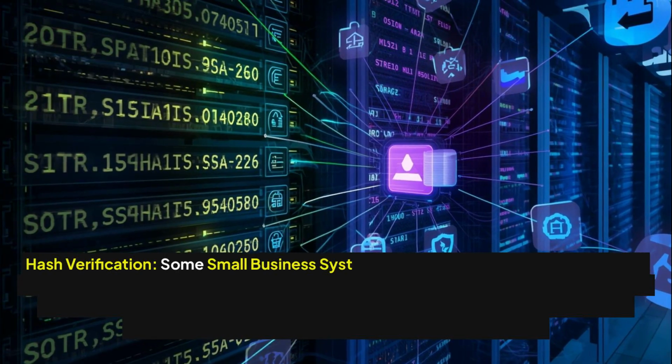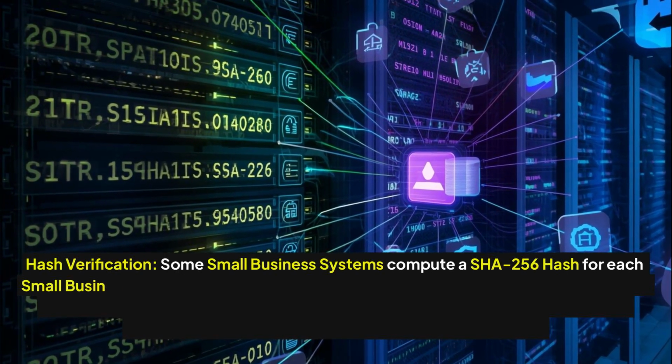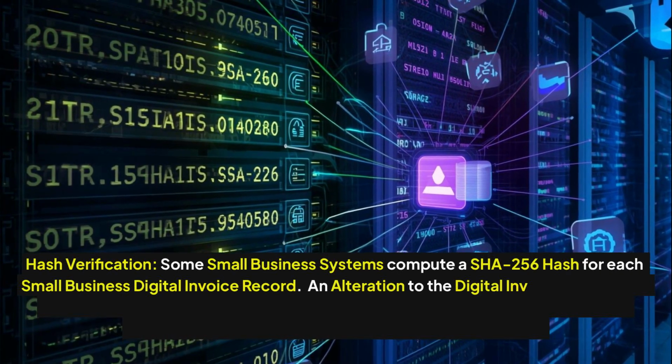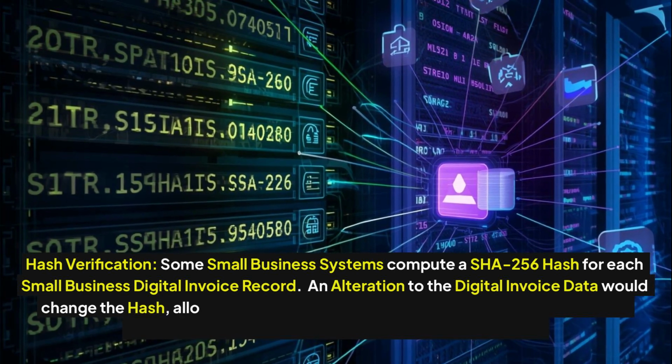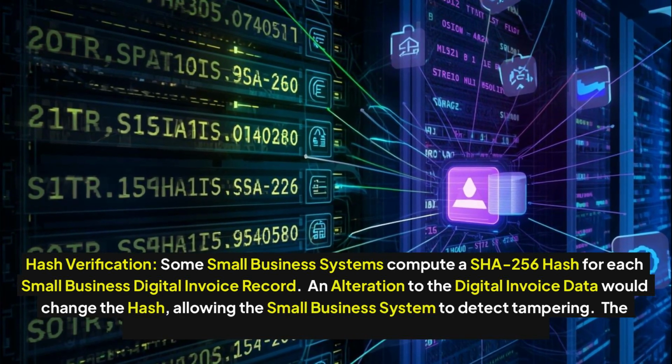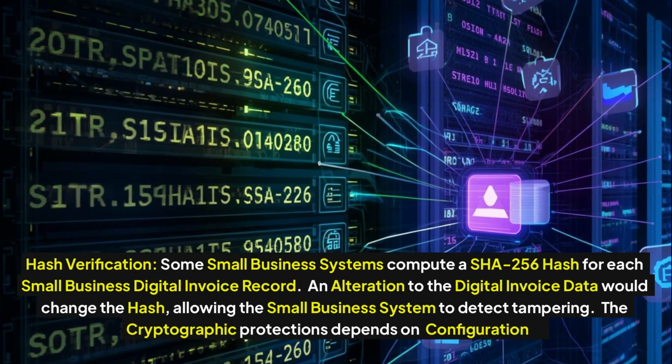Hash verification: some small business systems compute a SHA-256 hash for each small business digital invoice record. An alteration to the digital invoice data would change the hash, allowing the small business system to detect tampering. The cryptographic protections depend on configuration.